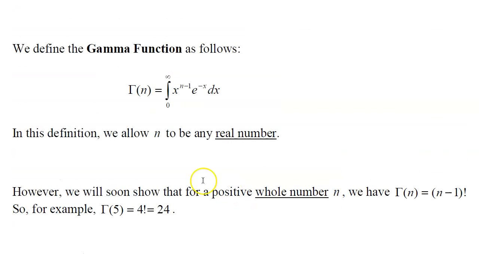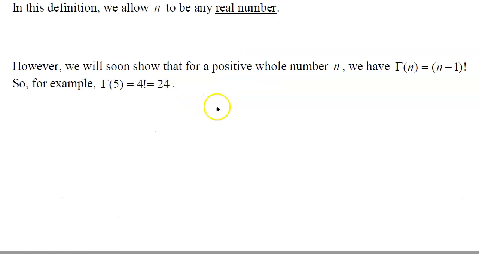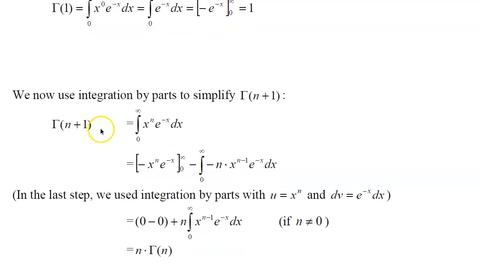Now remember, our formula for gamma is this, gamma of n. So what would gamma of n plus 1 be? Well, if we replace this n with n plus 1, then we'd have to replace this n with n plus 1. So it'd be n plus 1 minus 1, that would just be n. So gamma of n plus 1 is going to be the integral from 0 to infinity of x to the n times e to the minus x dx. Okay, so that's what gamma of n plus 1 is, and that's what I've written here.